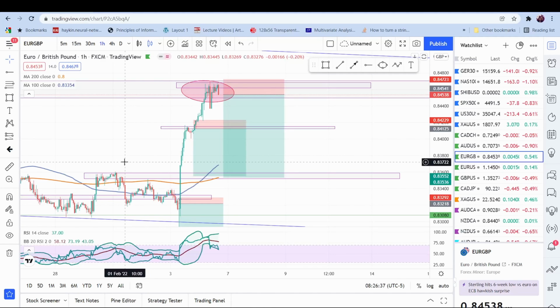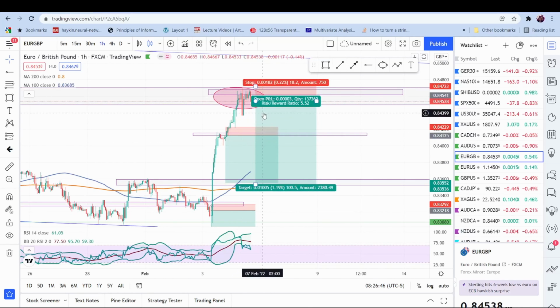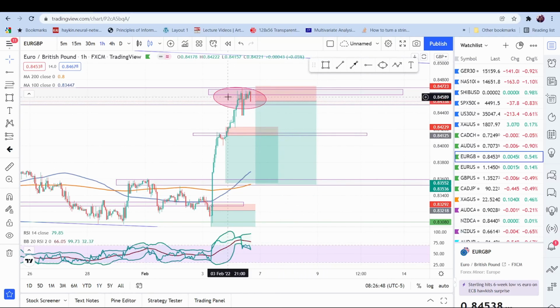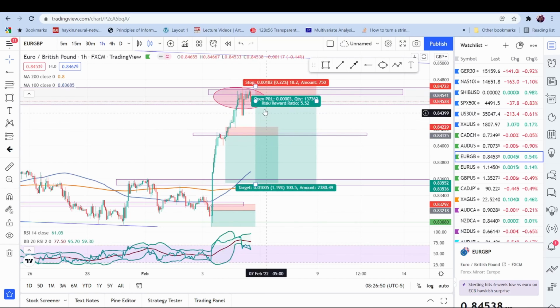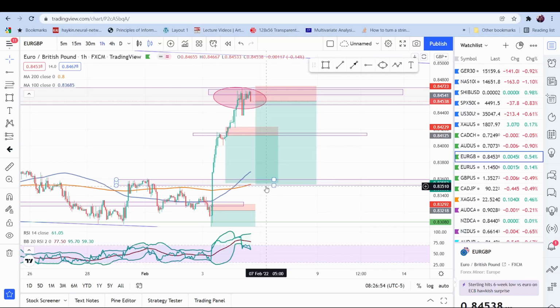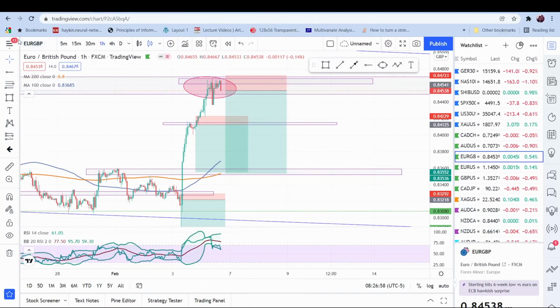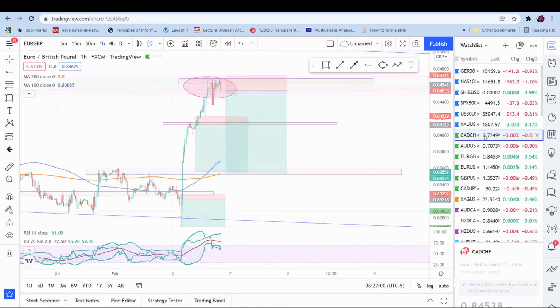This is a trade I would be looking forward to getting into as markets open. Strong rejection from this area, a possible continuation down as we see some profit taken from investors and some selling starting to happen from those large companies. So this is something I'm looking forward to. Euro GBP looking for sells.